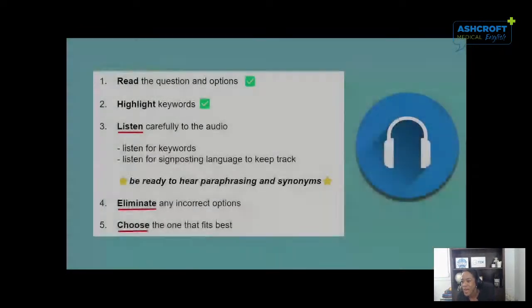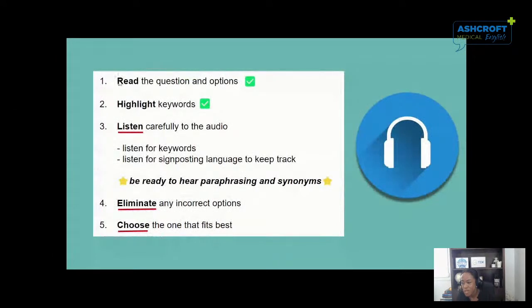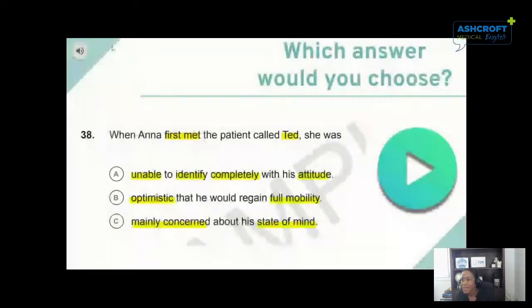Okay, so having read the questions and options, highlighted the keywords, now we need to listen carefully to the audio. Let's see if you can manage to listen for keywords, listen for signposting, and be ready to hear paraphrasing and synonyms. That way you'll be able to eliminate any incorrect options and choose the one that fits best. Okay, so if you're ready, I'm going to start playing the audio.